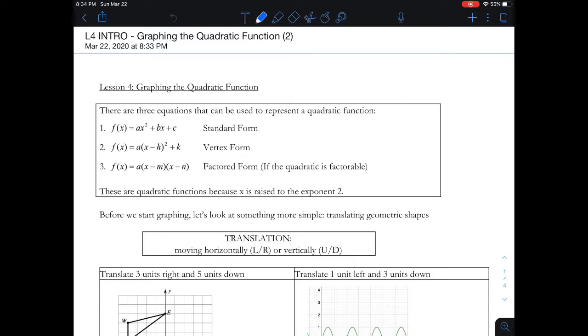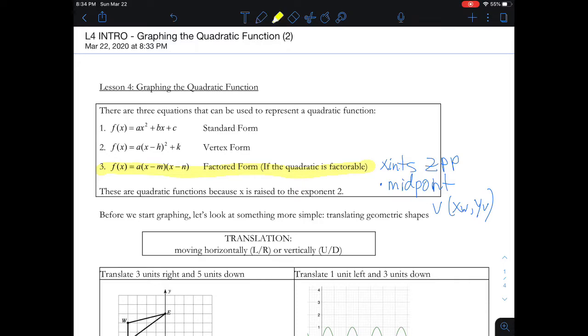So after lesson 3, when we learned to graph from factored form, which is this form right here, the way we did that is we looked at x-intercepts, which we found using the zero product property. We found the midpoint of that, and from there we were able to calculate our vertex x and y values, and we were able to graph a factored quadratic using 3 points.